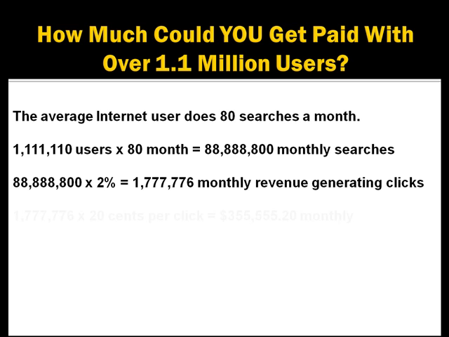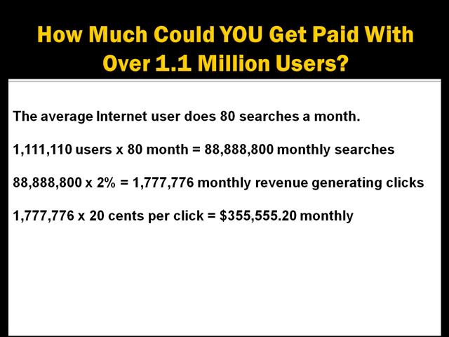Okay? Now, those 1.7 million clicks, let's just take again a low end, because the clicks could generate anywhere from 10 cents all the way up to $2 or even more than that. But let's just go on an even 20 cents per click. Remember, these 1.7 million people in your organization, or however many you're going to have, do not have to buy anything for you to be able to get paid. As long as they click, you get paid. So 1.7 million clicks, 20 cents per click, equals a whopping $355,555.20 in monthly Click Income revenue generated.